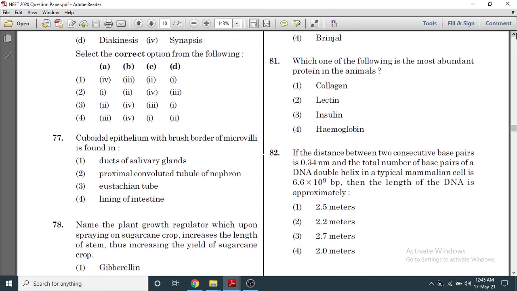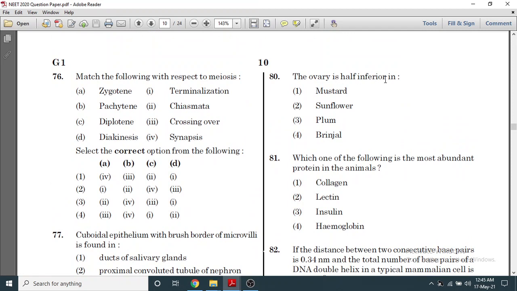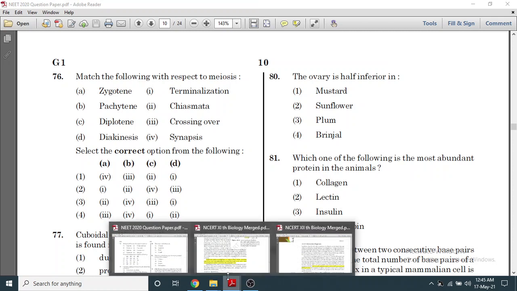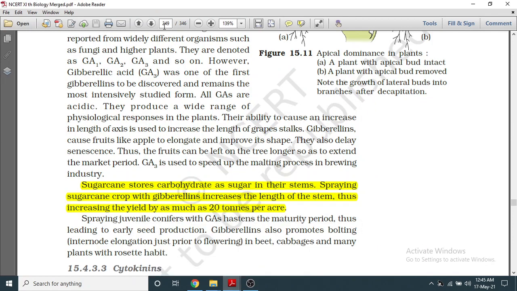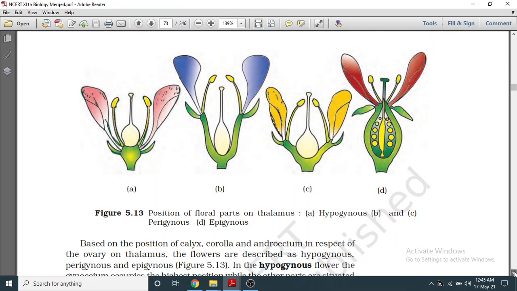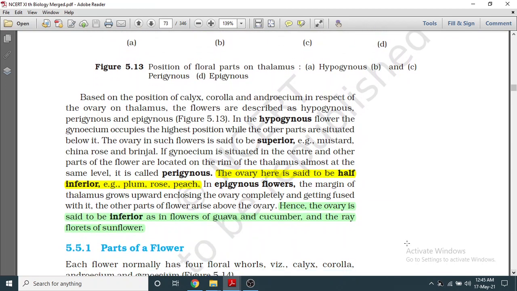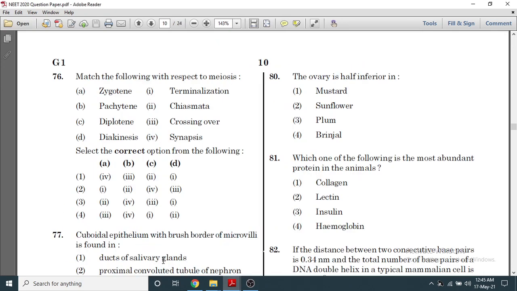Question number 80. Ovary is half inferior in. Question number 80 is from class 11th NCERT, Morphology of Flowering Plants, page number 73, where they have mentioned the ovary types, the different types of ovary based on position of floral parts. Ovary is said to be half inferior in plum, rose and peach. It is a very well known point. Plum, ovary is half inferior. Question number 80, answer will be 3.